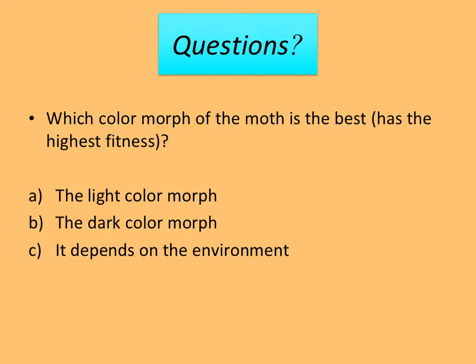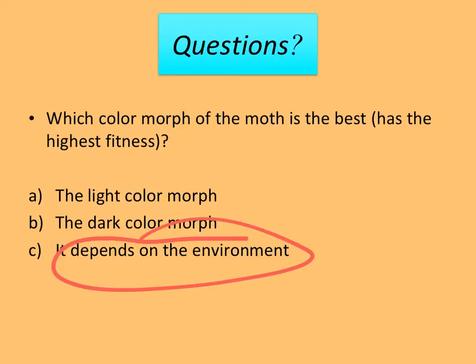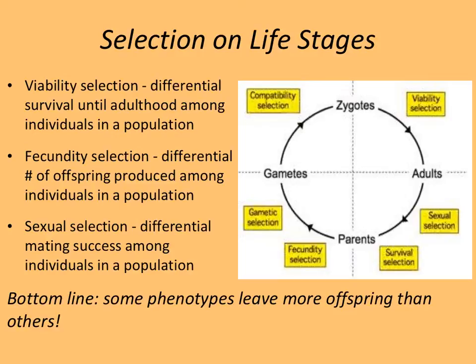Which color morph of the moths is the best? Depends on the environment. Remember, adaptations only work in their respective environments. In this case, the color morphs, in one environment, one was favored, the other disfavored, and vice versa. In other words, there's no such thing as a mutant that is good in all environments, primarily because there are things called trade-offs.